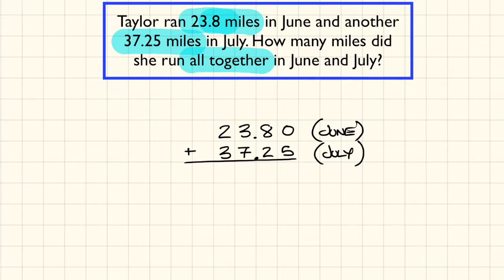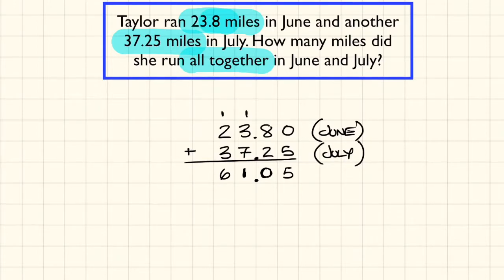I'm going to start at the very far right side and begin adding just the top number and the bottom number. So 0 plus 5 is 5. 8 plus 2 is 10. I'm going to leave my 0, regroup 1. 1 plus 3 plus 7 is 11. Regroup another 1, and 1 plus 2 plus 3 is 6. Then I need to come back here and get that decimal to be dropped right down.